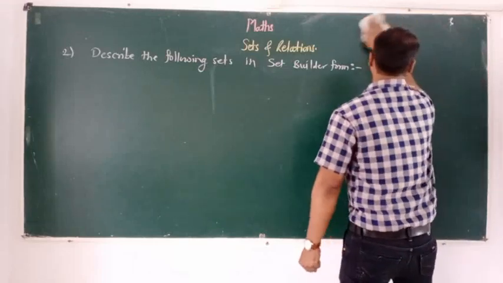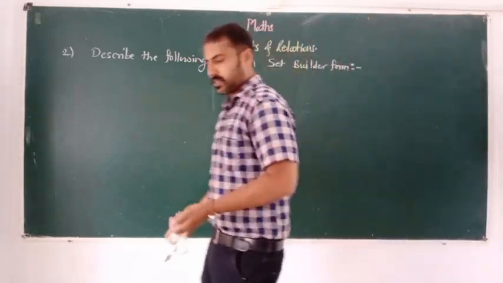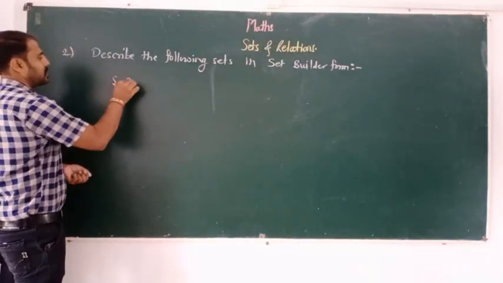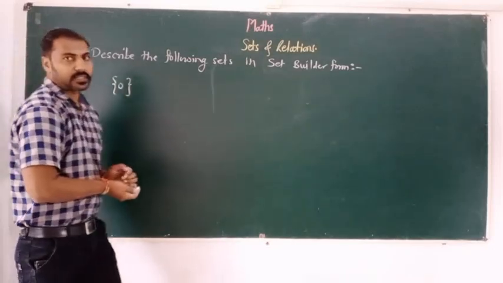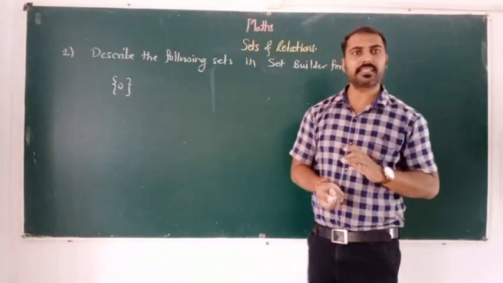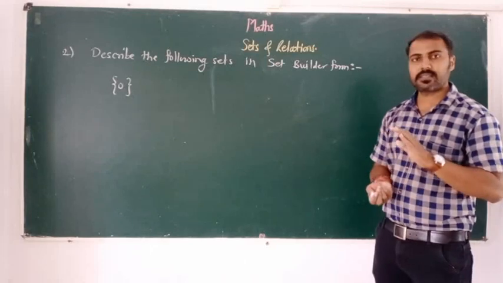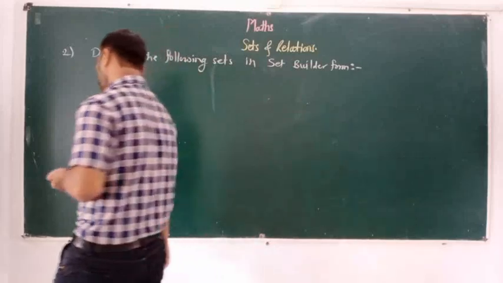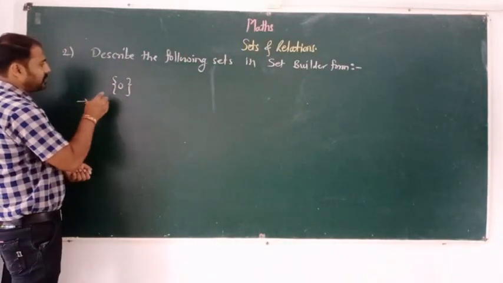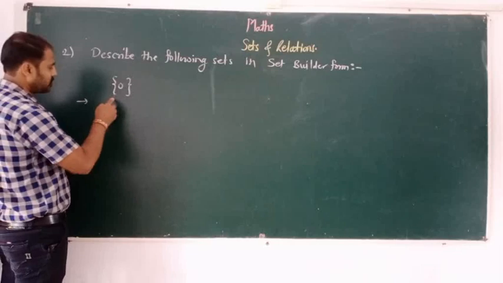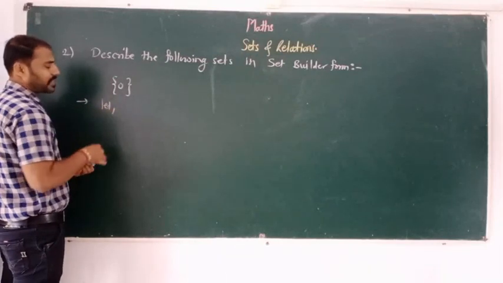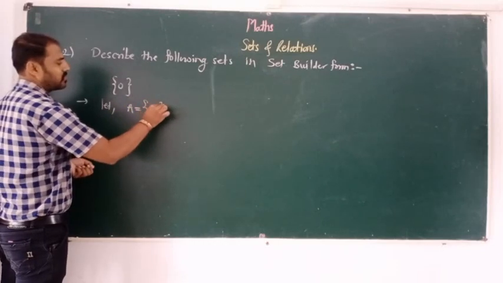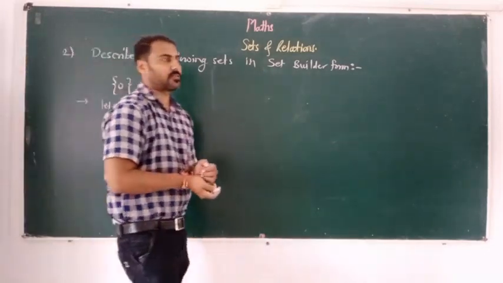Now, the first sub question is here, with curly brackets. This set has only one element, so it is called a singleton set. In the solution, I am giving a name to this set. So for that I am writing: let set A is equal to curly bracket 0.